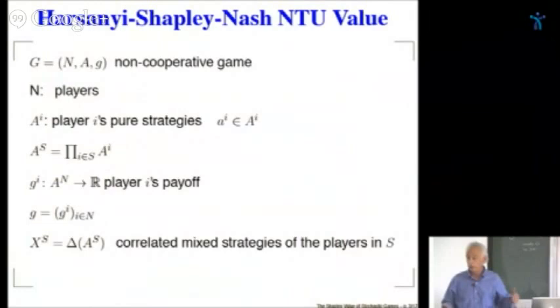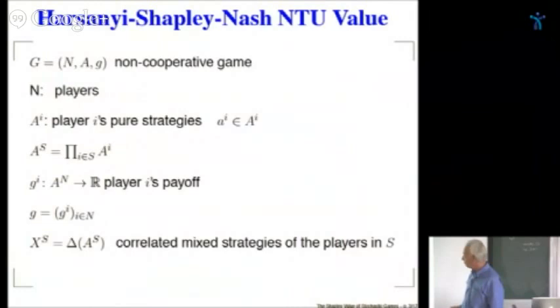Luckily, they can be summarized in a short manner, and I think the summary that I have here is due to Amon, and he's given it the name Harsanyi, Shapley, Nash, NTU value, because all those three people had a role in the development. So the setup now is of a non-cooperative game, a matrix game, where there are N players. Each player has a finite set of pure strategies. A superscript S represents the strategies available to all the members of S. And GI is the payoff function that, of course, depends on the choice of all the N players. It's a mapping from the choice of all N players to a number that represents player I's payoff. G is the vector that stands as a short notation for the payoff of all N players.